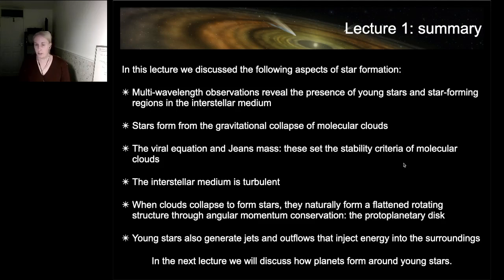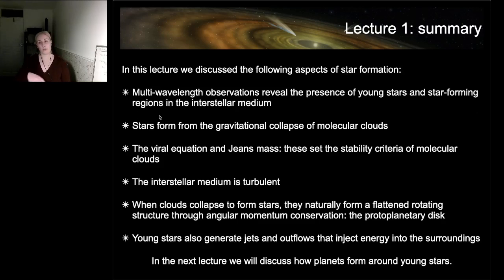So just to finish, we'll do a little recap of what we covered in this very, very fast-paced overview of star formation. The first thing that we did was we looked at multi-wavelength observations, and we showed how these observations reveal the presence of young stars. That's through X-ray emission, because young stars are very bright in X-rays, and we'll explain why that is the case in the next lecture. But also the different components of star forming regions as well.